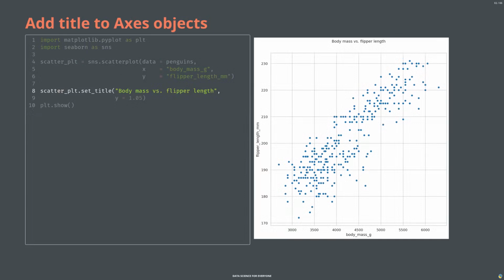To add a title to axes objects, we'll use the set_title method as demonstrated here. By default, the figure title might appear a bit too low on the plot. To adjust its position, you can use the y parameter when setting the title. By default, the value of the y parameter is 1, so increasing it slightly, for example to 1.05, will raise the title a bit higher, making it more visually balanced.